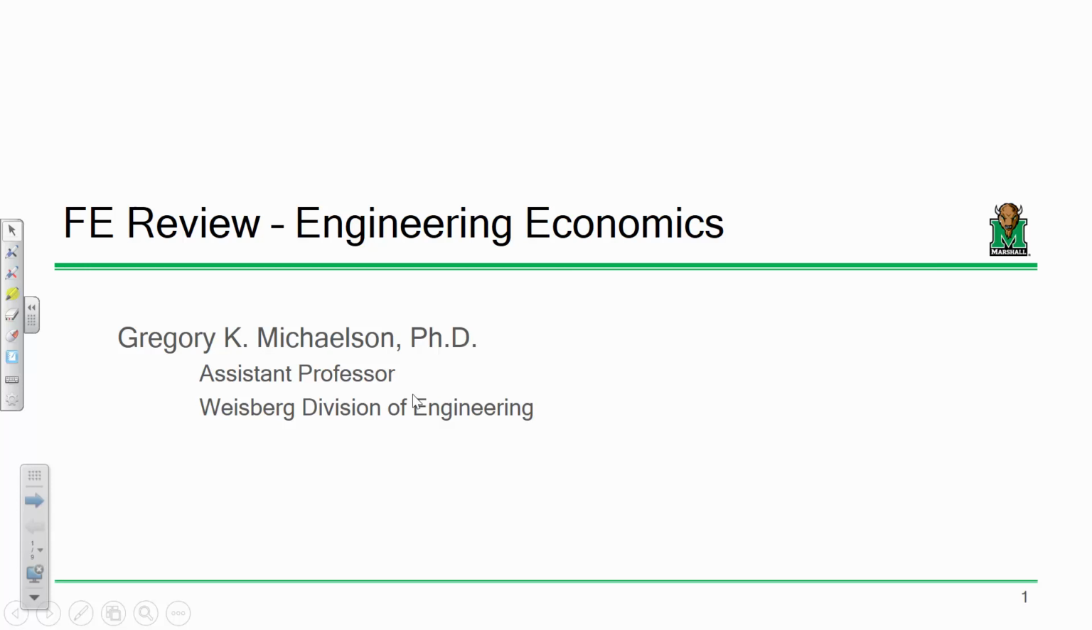So let me explain a couple things about how I'm going to do this review. In my opinion, the number one key to mastering econ on the FE is understanding how to do time value of money calcs. If you know how to do that, you're good. What I mean by that are the whole F over P and P over A factors and so on and so forth. If you can master that, you're good. So that's really what I'm going to be spending a lot of time focusing on.